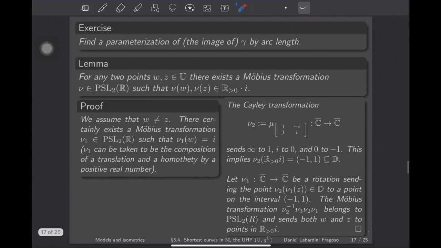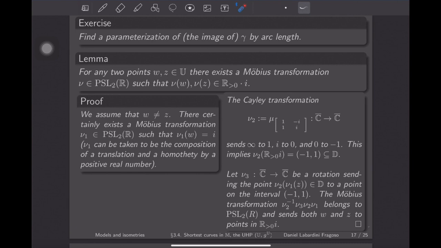Okay, and now the next step of the strategy to finding shortest curves. We are in the quest of finding all the shortest curves in the upper half plane. We already found a nice family, namely the segments of the imaginary axis, and of course, the segments that are contained in U. All this time when I've been saying imaginary axis, I'm really thinking only about the part of the imaginary axis which is contained in U.